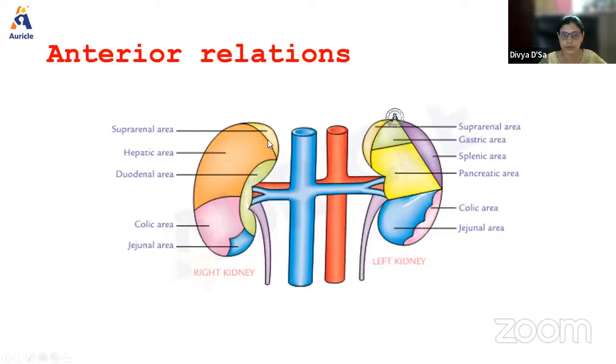Coming to the relations. The anterior relations of the right and left kidneys are slightly different. On the right side, near the upper pole, we have the suprarenal area where the right suprarenal gland is located. Near the hilum, we have the duodenal area where the duodenum comes in relation. Then there is the hepatic area, where the liver is in relation.